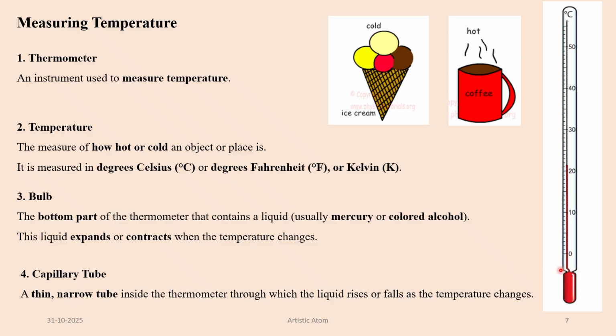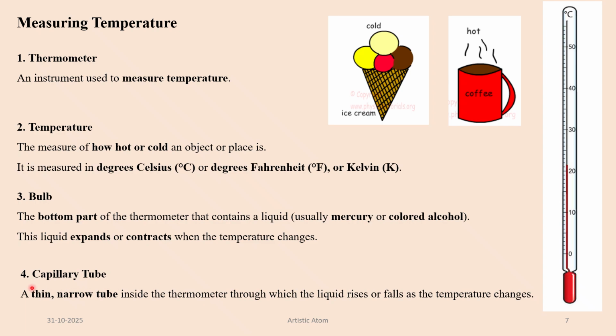Now the next vocabulary is the bulb. The bulb is the bottom part of the thermometer, which usually consists of mercury or sometimes colored alcohol. When the temperature increases, this mercury or alcohol expands, their molecules gain energy and move far apart, hence they try to expand into that particular space. As they are expanding, the level of mercury increases in this capillary tube, and we can read the exact temperature of that object. If the temperature is decreasing, the particles lose energy, and slowly and steadily the mercury level contracts and drops down into the capillary tube.